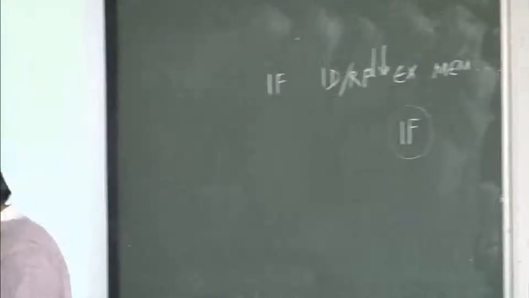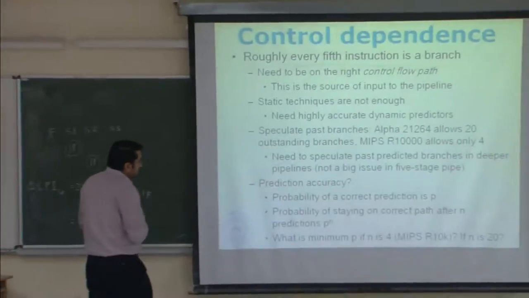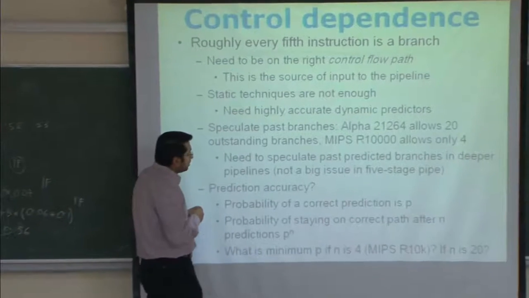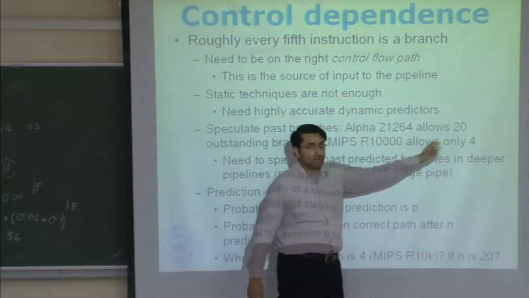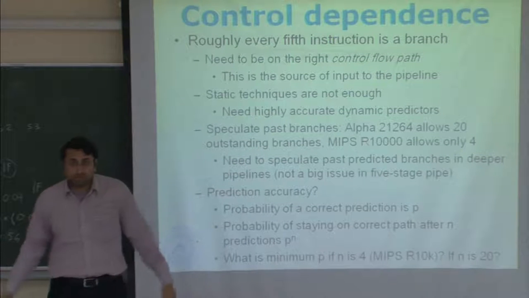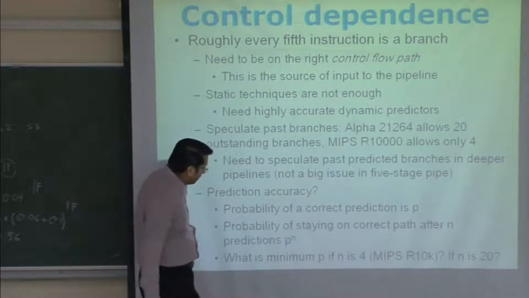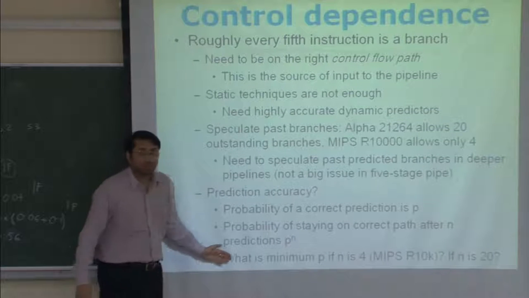So prediction accuracy is of course important and you want it to be high. So here is a very quick analysis just to show why this particular number is very important. So probability of a correct prediction is P, let's say. And assuming that these predictions are independent, probability of staying on the correct path after n predictions is p to the power of n.